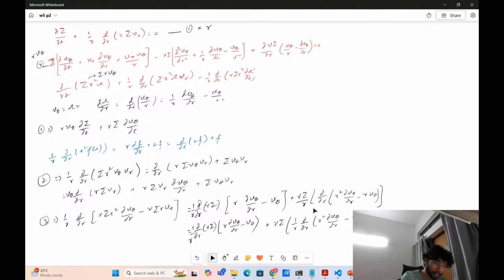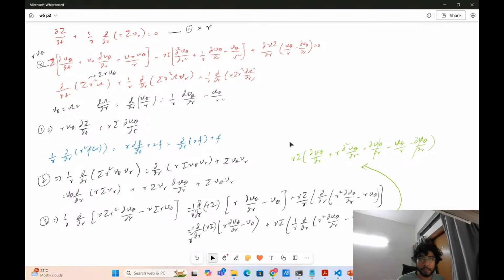Now we will just expand the last term. The first term will be as is, and if we expand the last term, we get mu sigma del v theta del r is r del square v theta del r square plus del v theta del r minus v theta by r minus del v theta del r. So this will cancel. And now we have a lot of terms.